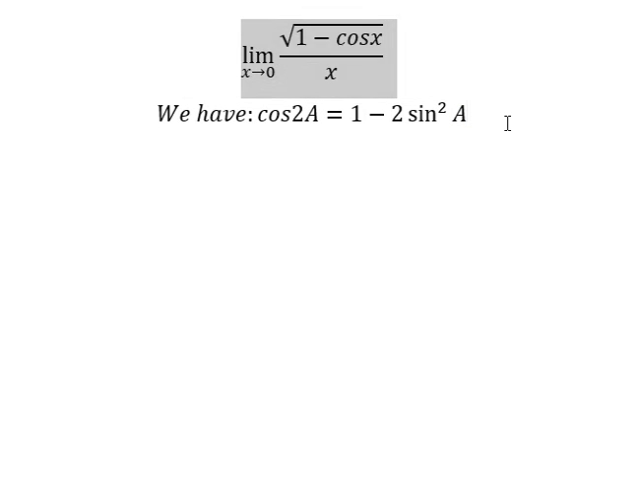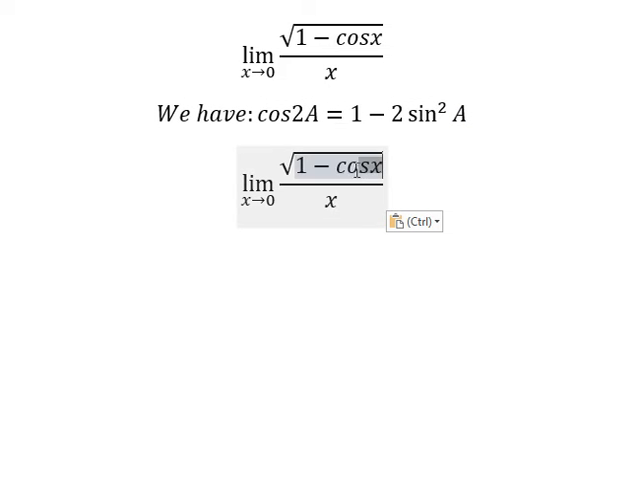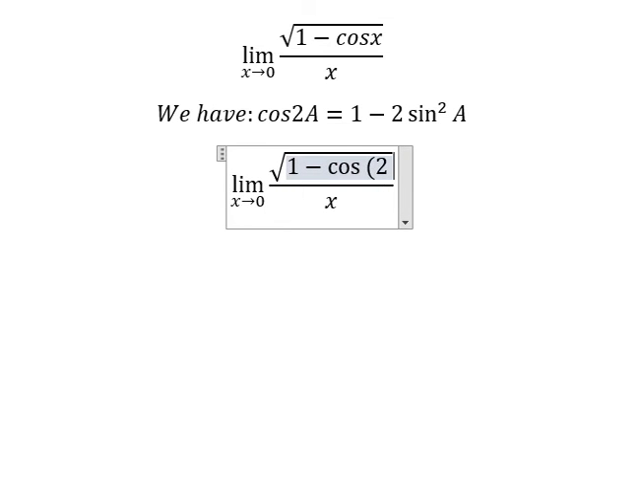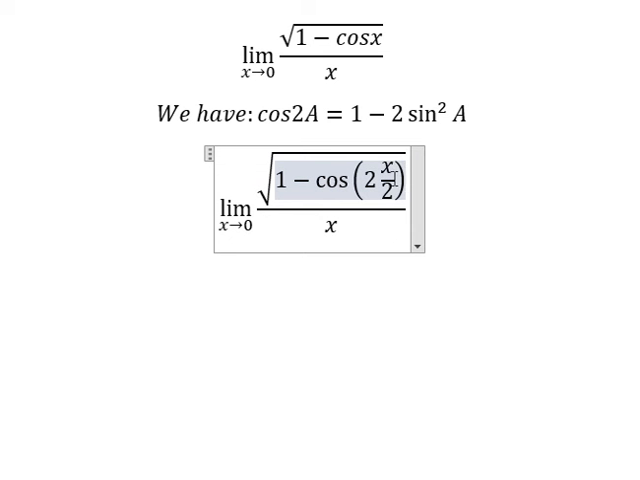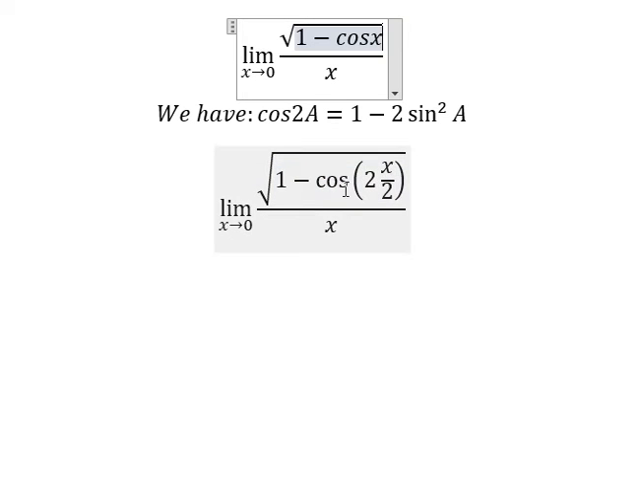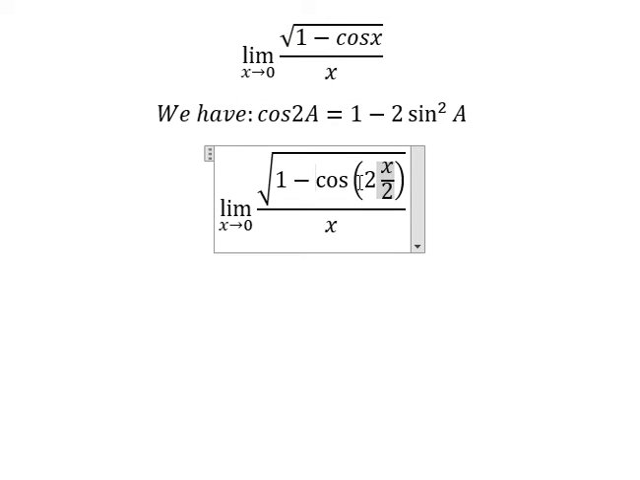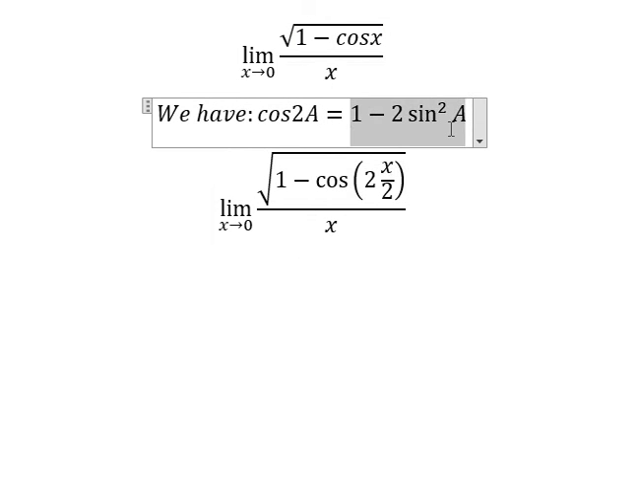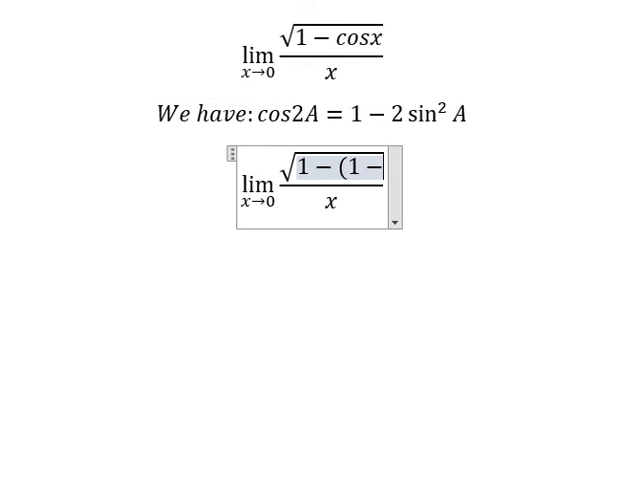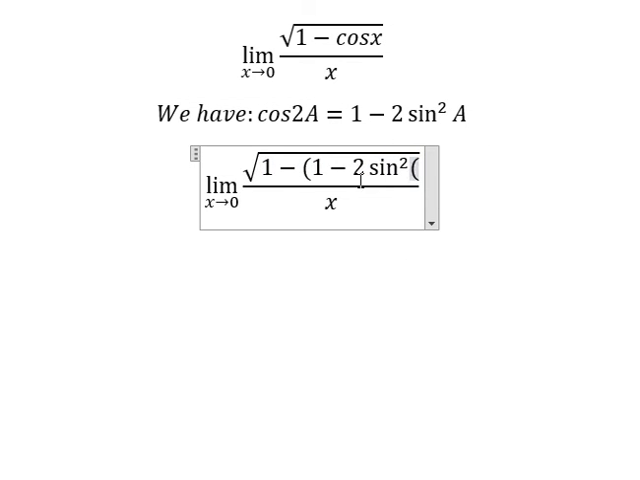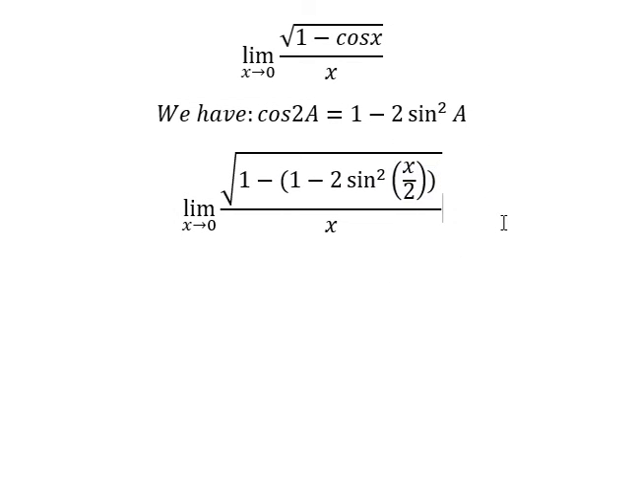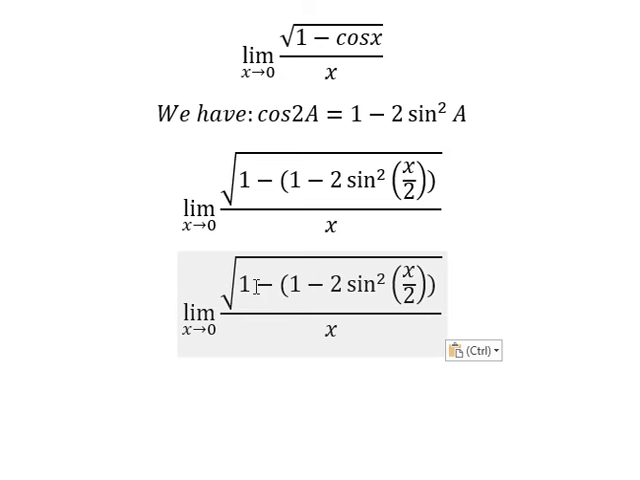So we have cosine s. We can put it into cosine of 2 multiplied by s over 2, because this one equals s, and now capital A is s over 2. Now we need to transform this one into this one. So we have 1 minus 1, that is canceled. Negative, negative, we have positive.